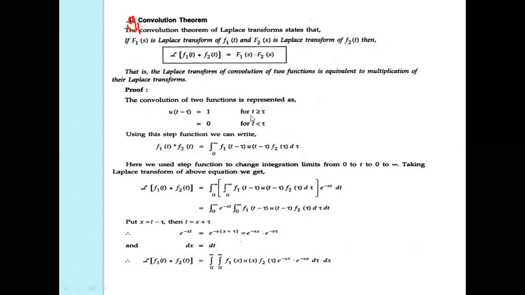So now, using the convolution definition, the convolution is the integral from minus infinity to infinity of f1 of tau and f2 of t minus tau d tau. Here you are taking f1 as tau and f2 as t minus tau. Nothing is different. I will explain here.